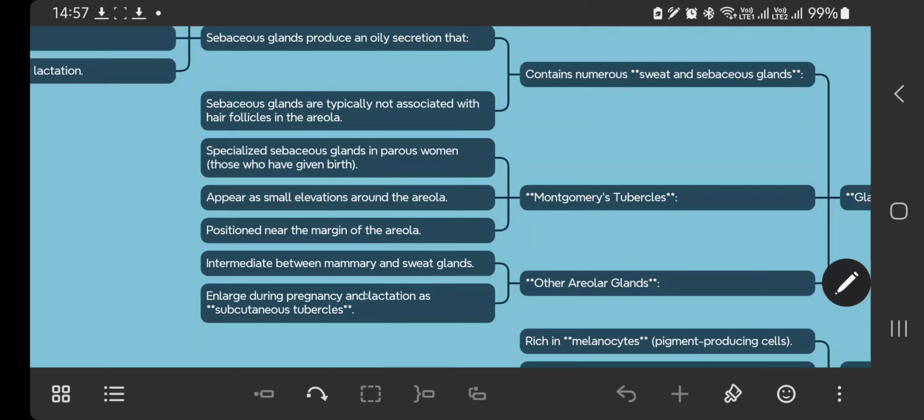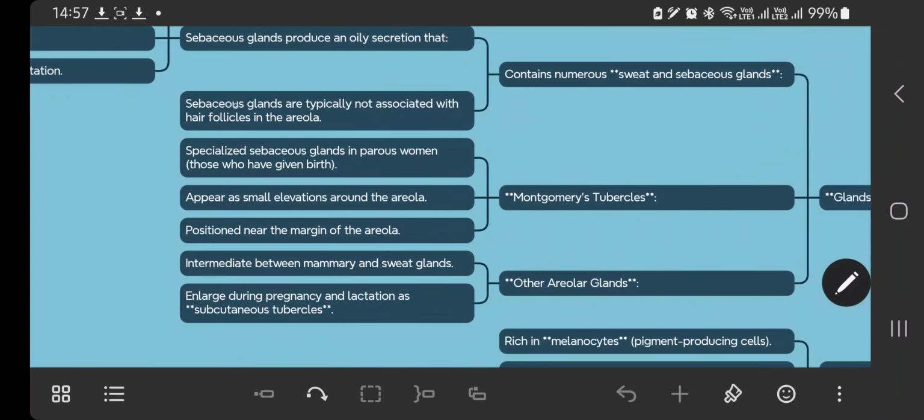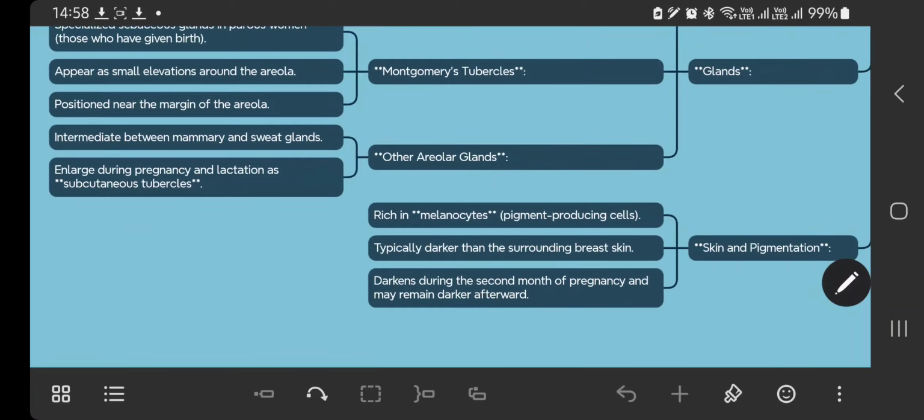The other areolar glands are intermediate between mammary and sweat glands. They enlarge during pregnancy and lactation as subcutaneous tubercles. And there's another point regarding the sebaceous and sweat glands: the sebaceous glands are typically not associated with hair follicles in the areola.